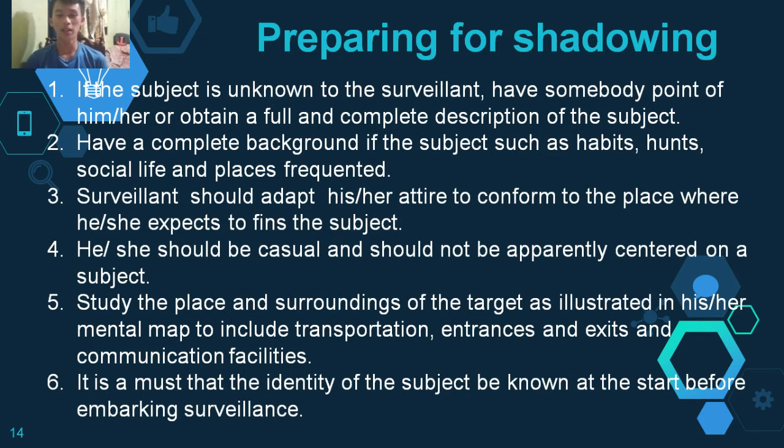Number 5, study the place and surroundings of the target, illustrated in his or her mental map, to include transportation, entrance and exits, and communication facilities. Number 6, it is a must that the identity of the subject be known as a start before embarking on surveillance.